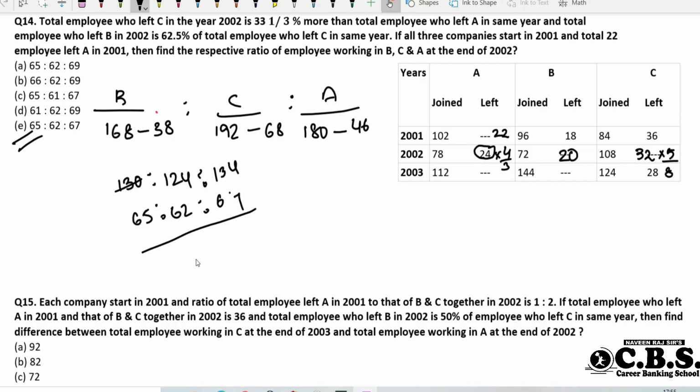Which option is the right answer? E is the right answer. 65, 62, 67 is absolutely the right answer. Okay, so what is the right answer? 168 minus 38 is 130, 190 minus 68 is 124, 180 minus 46 is 134.